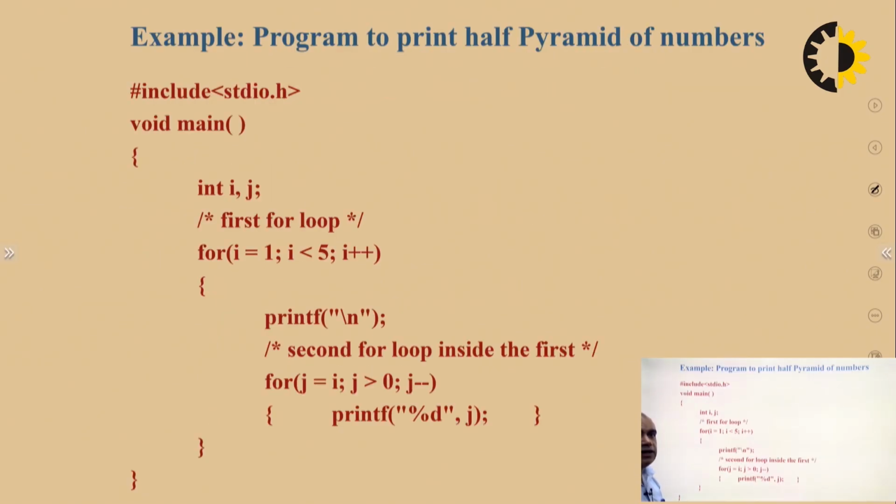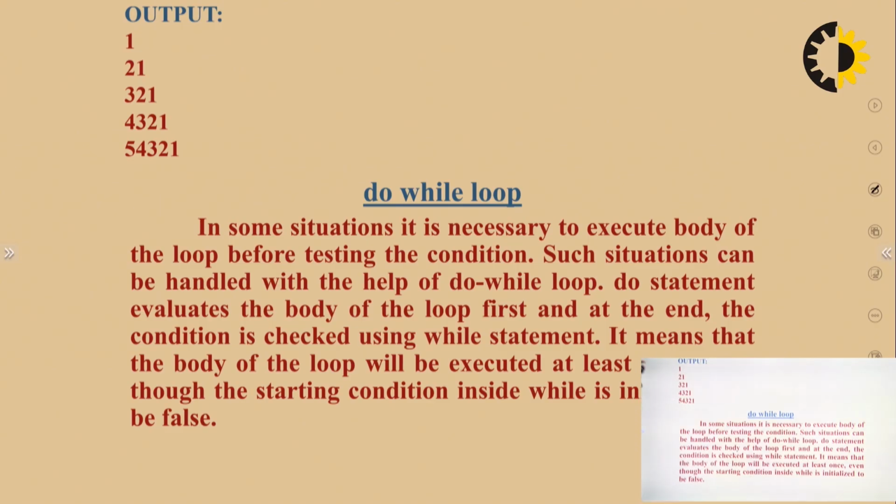So if I say a program to print a half pyramid of numbers, we are going to take i from 1 to 5. Next, inside we are taking backslash n for a new line. For j equal to i, j greater than 0 and j minus minus, and we are going to print j. What are we going to see? 1, 2 1, 3 2 1, 4 3 2 1, 5 4 3 2 1. This way we are going to see the result. That is the half pyramid of this value.